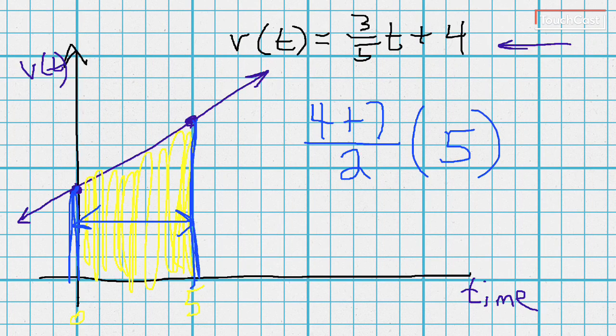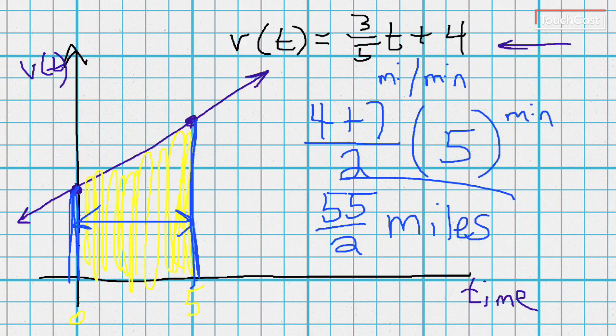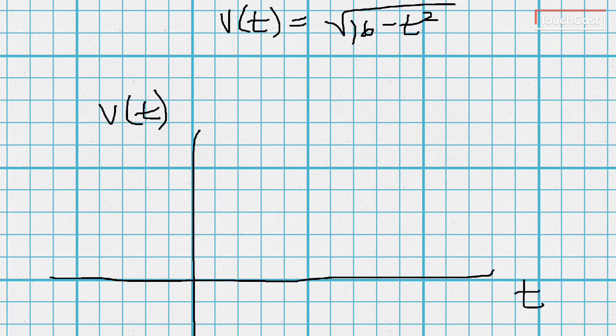I'm going to multiply. So I know my units on velocity were miles per minute, and I know my time is measured in minutes. So I'm going to multiply 4 plus 7 over 2 times 5, which is going to make 55 over 2. Miles per minute times minutes simplifies to miles. Final answer.